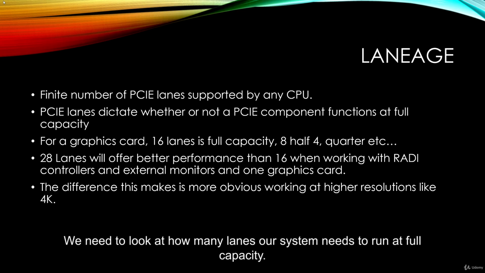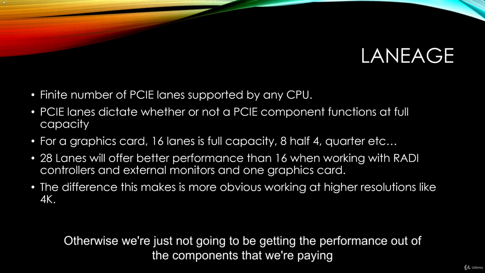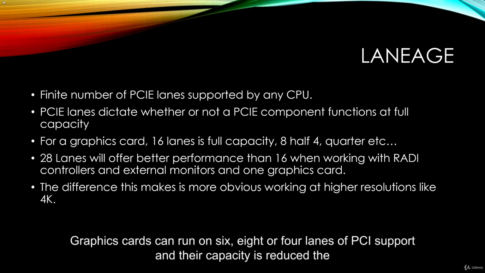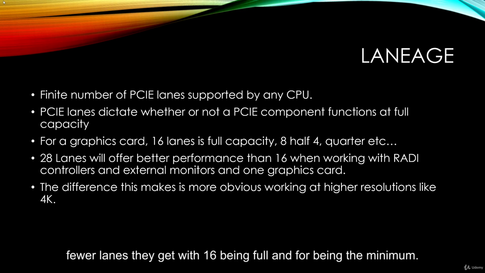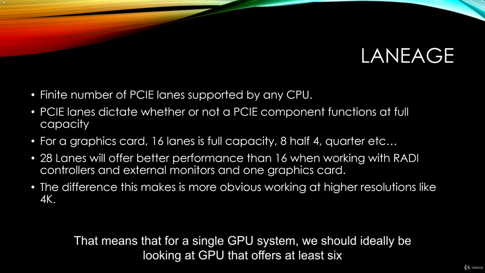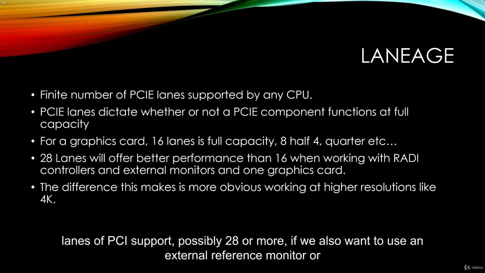We need to look at how many lanes our system needs to run at full capacity, otherwise we're just not going to be getting the performance out of the components that we're paying for. Graphics cards can run on 16, 8 or 4 lanes of PCIe support, and their capacity is reduced the fewer lanes they get, with 16 being full and 4 being the minimum. That means that for a single GPU system, we should ideally be looking at a GPU that offers at least 16 lanes of PCIe support, possibly 28 or more if we also want to use an external reference monitor or some other PCIe components.